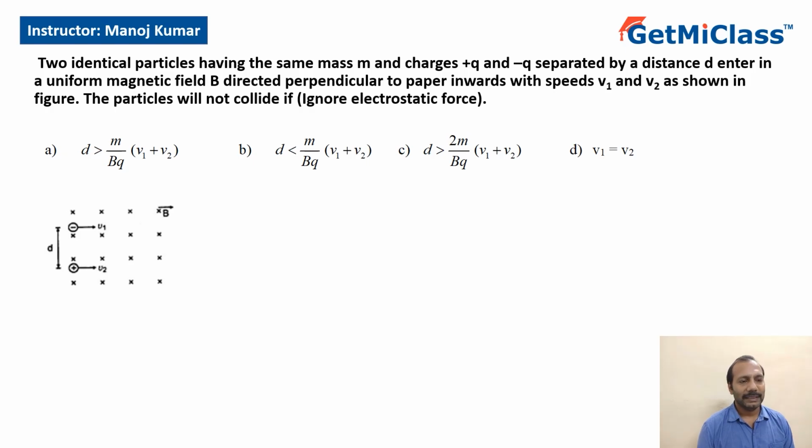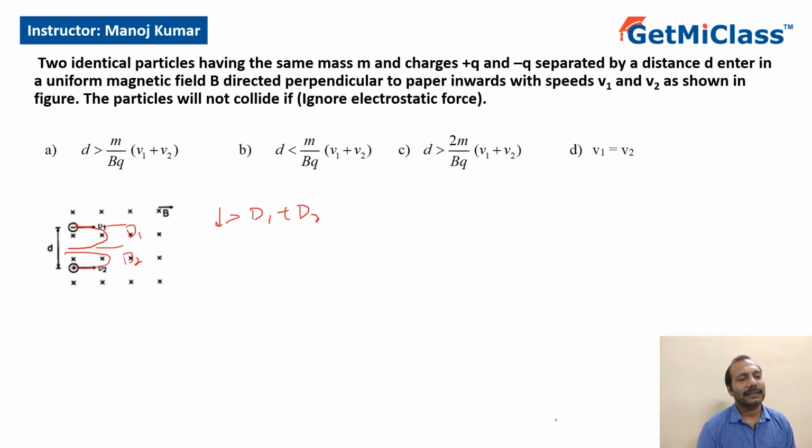Now what is happening here is both the particles are entering. So this particle will be bending towards this, right? F equals qv cross B. So it is bending into this, and this is bending like this, right? Under what condition will it not collide? If this is the diameter of the first particle's circle d1 and this is the diameter of the second, if d is greater than d1 plus d2, then they would not collide.